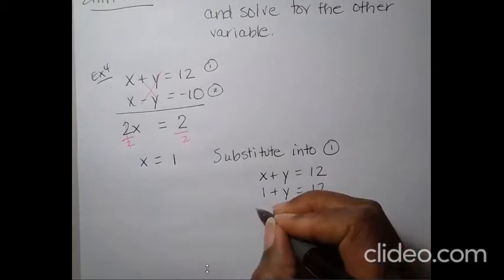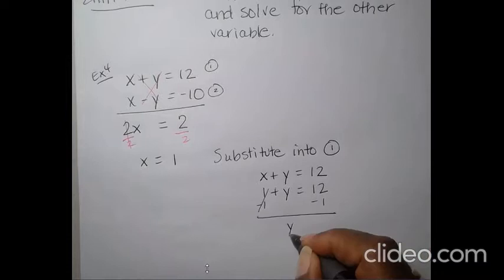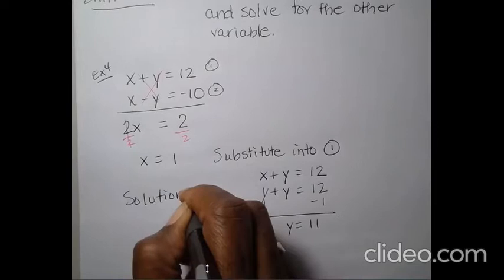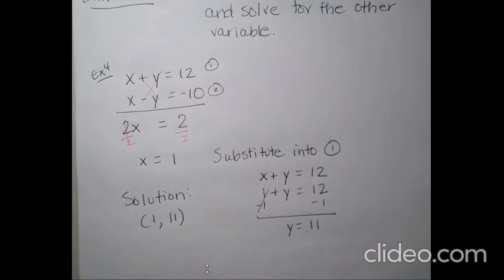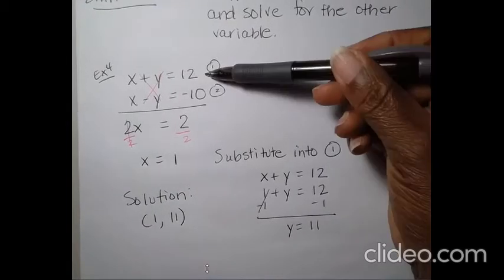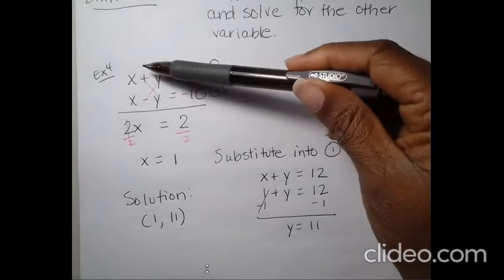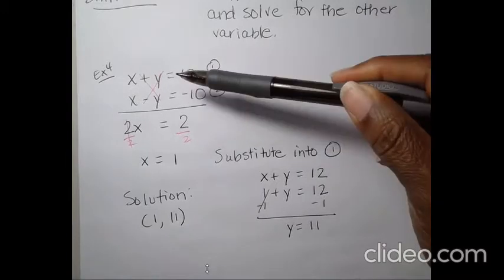Now our solution here is 1 and 11. So, if we substitute back into the original equation, x being 1, y is 11, 1 plus 11 does equal 12. If x is 1 and you subtract 11, that equals negative 10. Yes, that's solving by elimination.